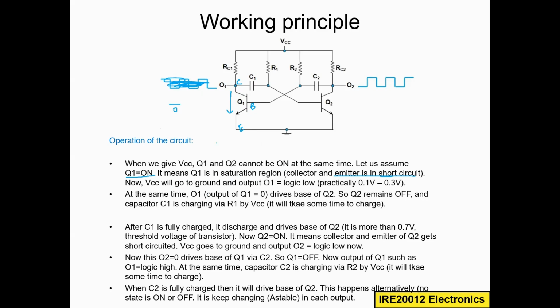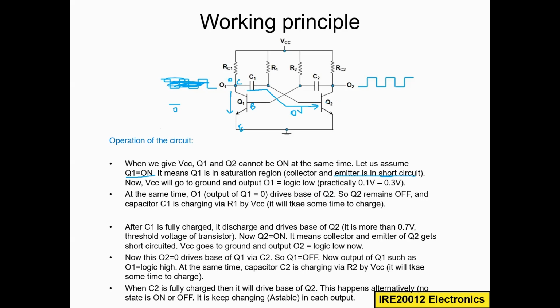Now what is happening? At the same time, this O1 is logic 0, right? O1 is 0 volt. So what is this 0 volt doing now? It drives the base of Q2, traveling through this path. If you apply a very small voltage or almost 0 volt in the base, then what will happen? You cannot turn on this Q2.